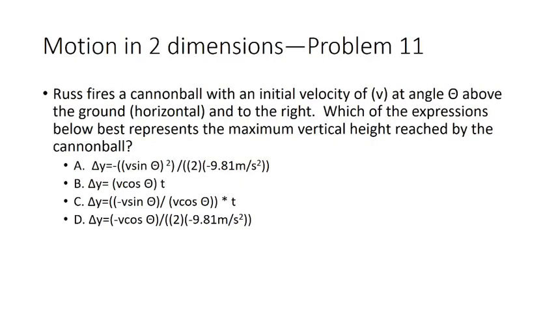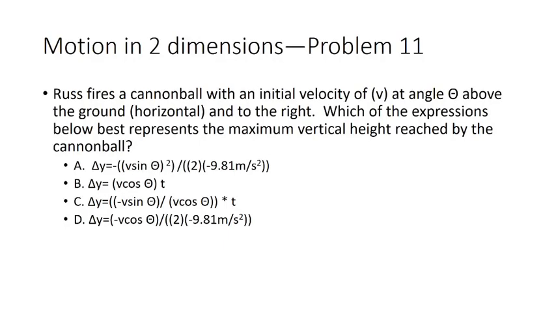All right, so now we're ready to look at problem number 11. Problem number 11 says Russ fires a cannonball with an initial velocity of v at an angle theta above the ground, horizontal, and to the right. Which of the expressions below best represents the maximum vertical height reached by the cannonball? First thing we need to do in this case is to think about the components of this velocity v.